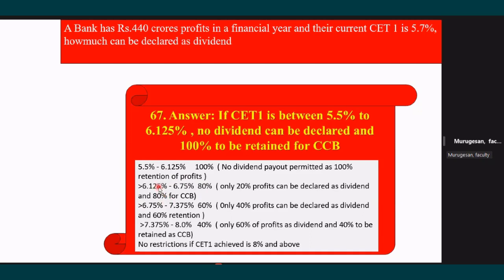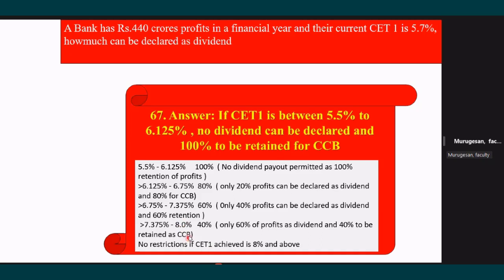Suppose the current CET is over 6.125 but less than 6.75. These things you have to remember. 0.625, you go on adding. You start with 5.5, add 0.625, 6.125. 6.125, add 0.625, 6.75. 6.75, add 0.625, 7.375. And 7.375, add 0.625, you will get 8%. Only four slabs.